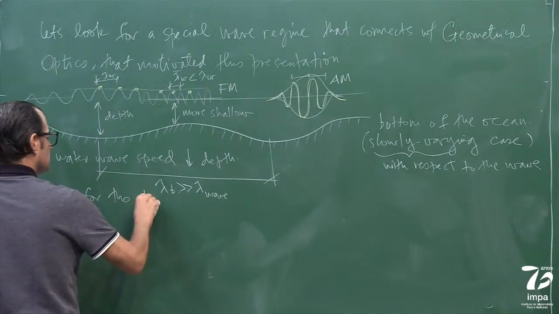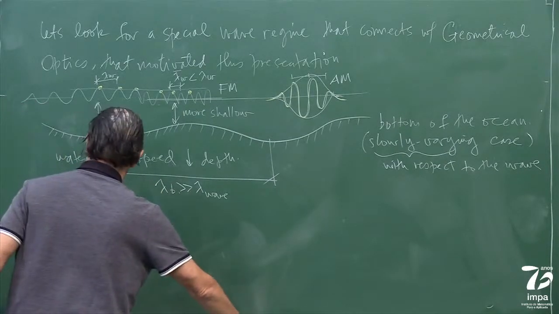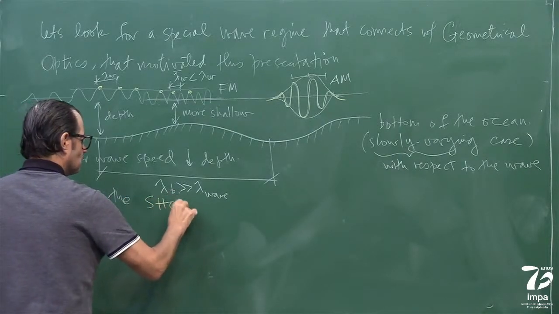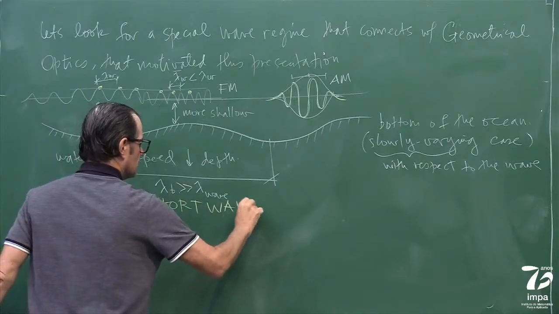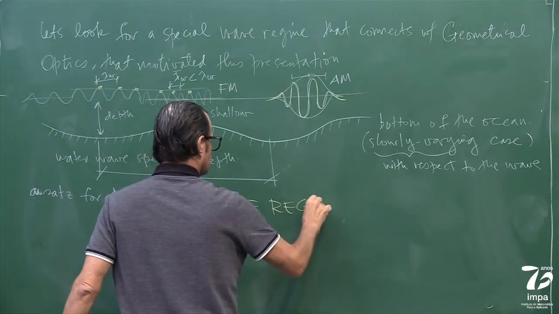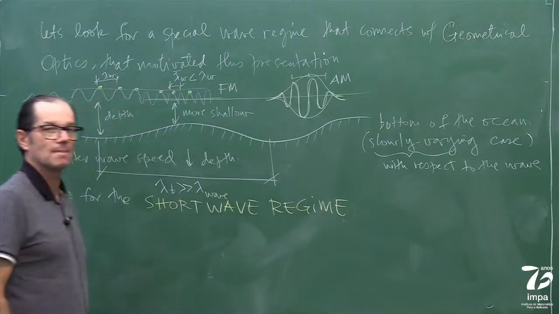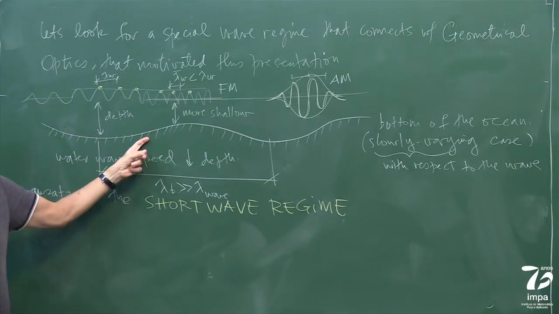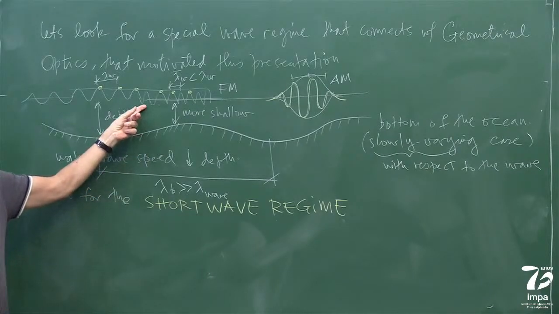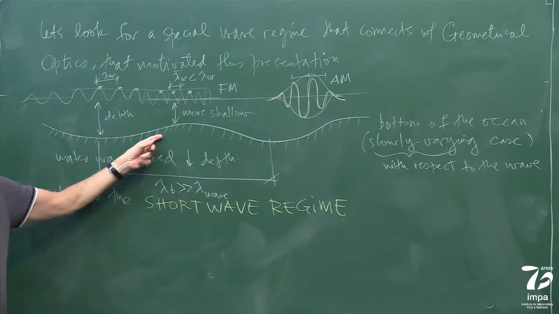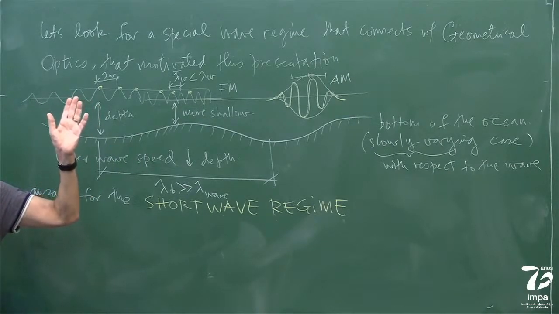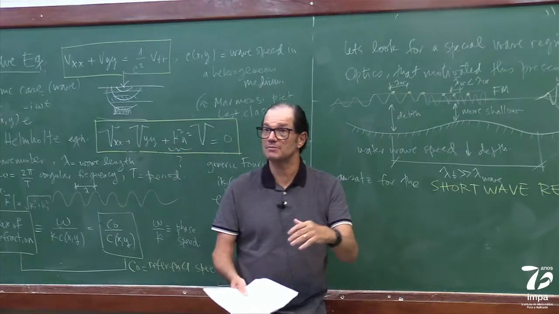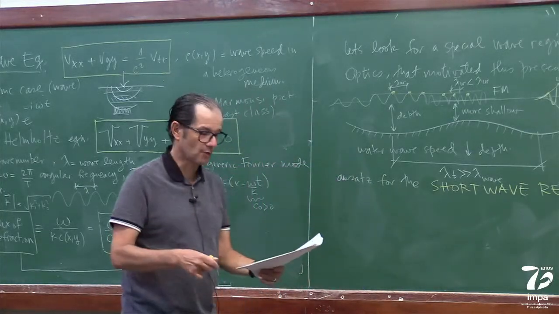for the short wave regime. Remember, I can call this either a short wave or a long bottom. I can call this a rapidly varying wave or a slowly varying bottom. The words are not important. What's important is where the epsilon is going to appear, of something big with respect to something small. This is something we're going to learn and practice.